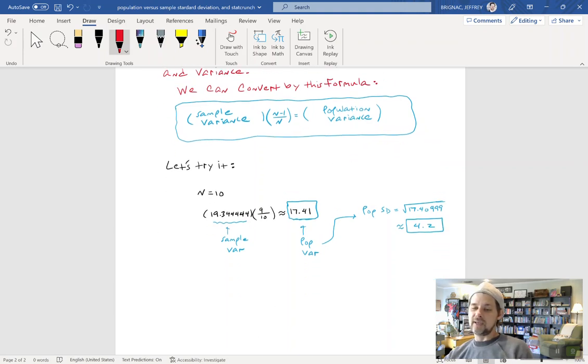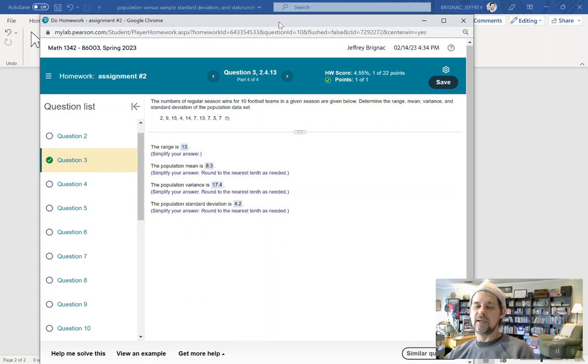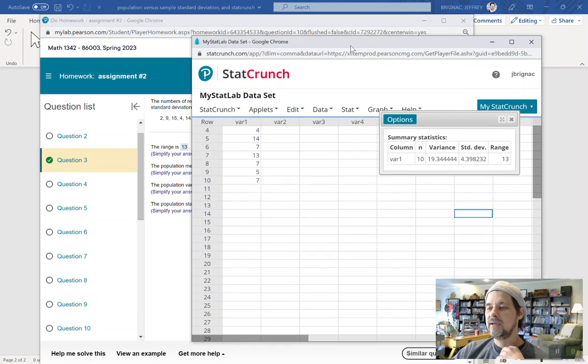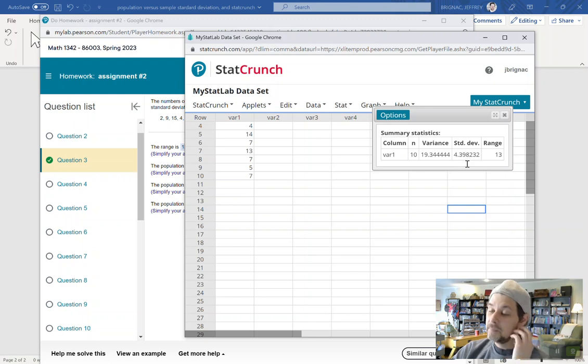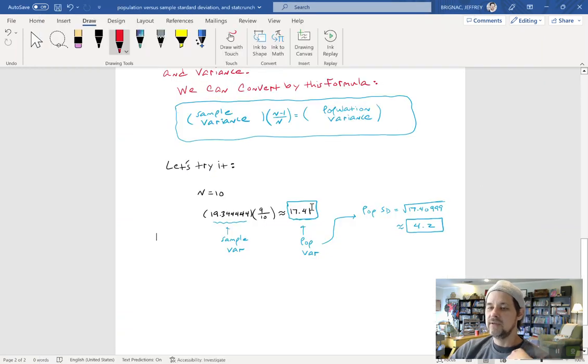So let's try that. And here's the question I have in mind. It says numbers of regular season wins for 10 football teams are given, and determine the range, mean, variance, and standard deviation for the population. So there's that word, population. I'm dealing with a population. I'm trying to find the population variance and the population standard deviation. Now, I went ahead and opened StatCrunch up, and I calculated the variance and standard deviation. But, as I told you, those are sample variances and standard deviations, and that's different. But I told you how you could convert, so look.